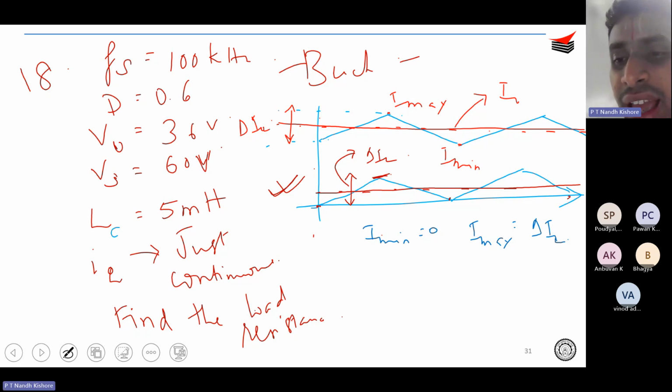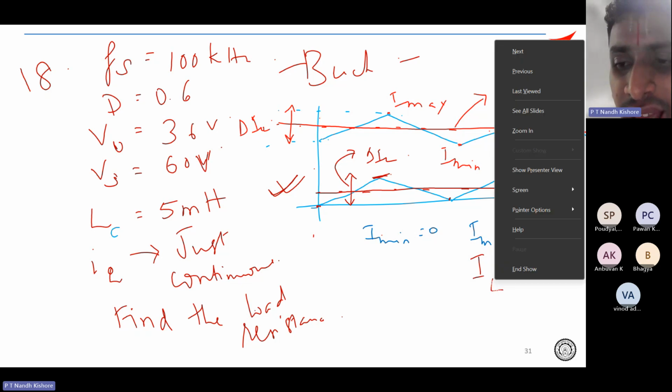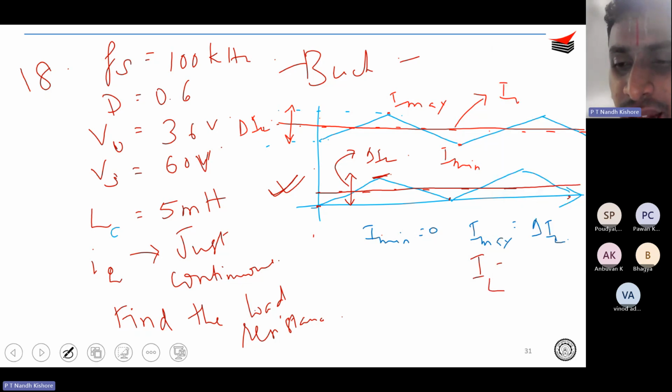So what about your I average? I average, or IL average as I call it, will be delta IL over 2, right? So this is your IL average. Okay, so your IL average is delta IL over 2.